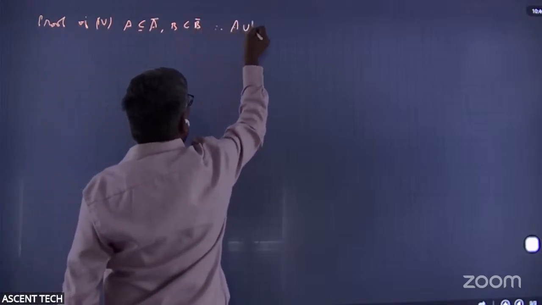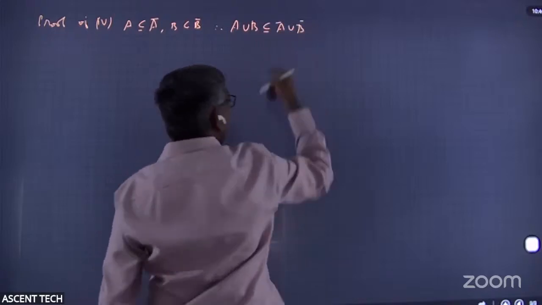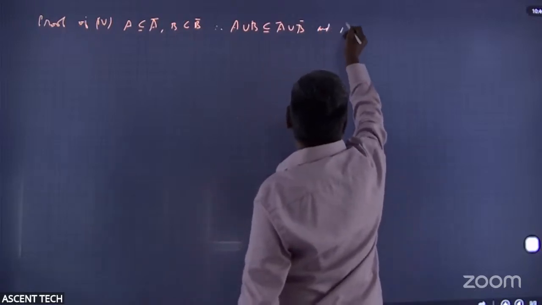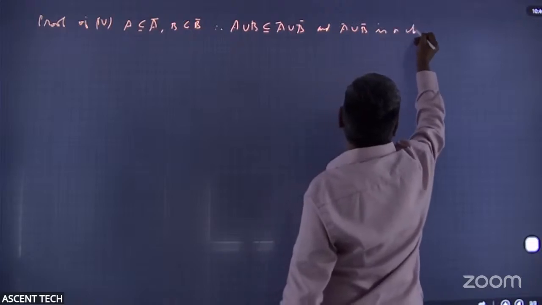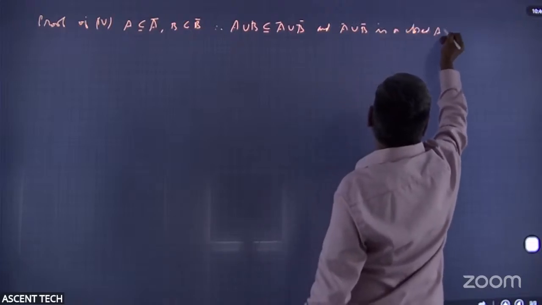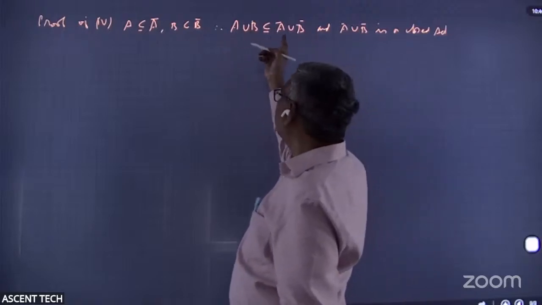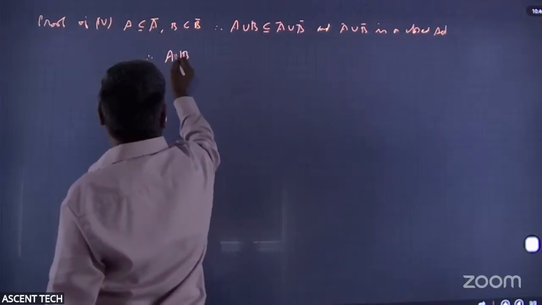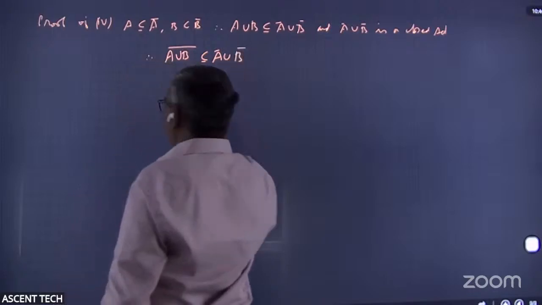Therefore, A union B is contained in A bar union B bar, and the right hand side is a closed set. A bar union B bar is a closed set that contains A and B, so it contains the closure of A union B. Therefore, the closure of A union B is contained in A bar union B bar.